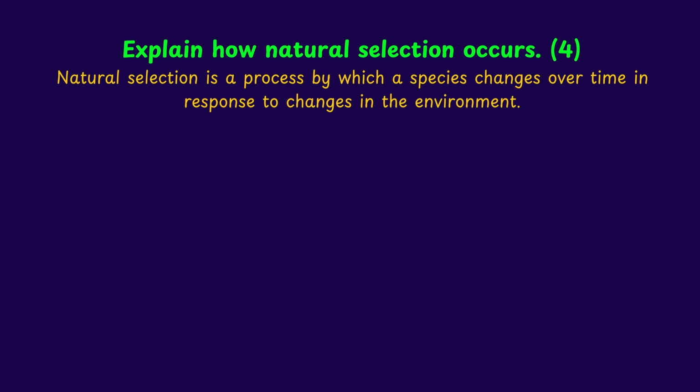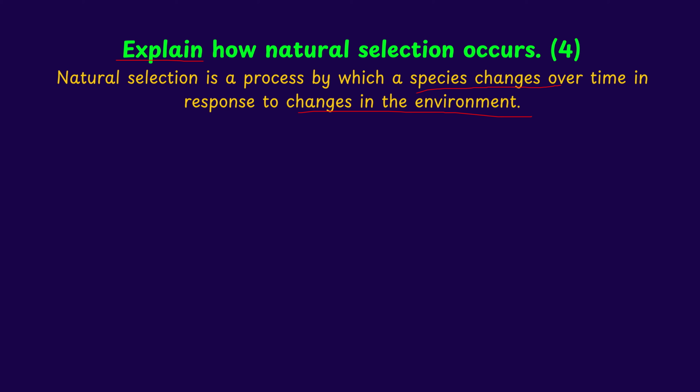Question 3. Explain how natural selection occurs. The first thing we need to know is the definition for natural selection. Natural selection is a process by which a species changes over time in response to changes in the environment. All right, students, your command word is explain, so please make sure you are writing reasons or saying why something happened.